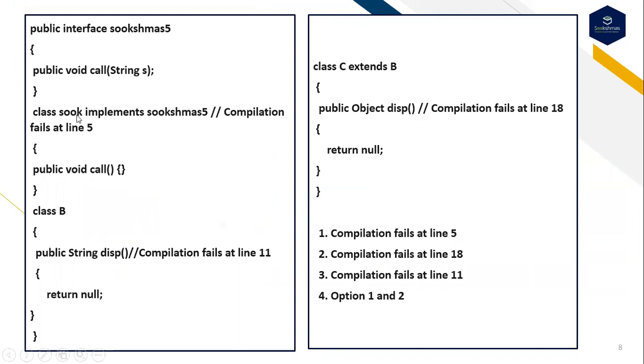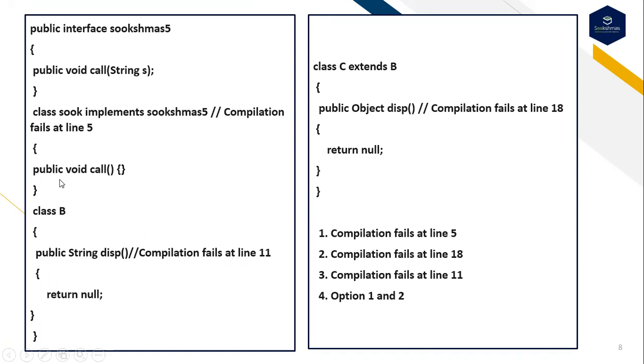Then after that, a class Sooks that implements an interface called Sookshmas 5. Here I'm asking you, compilation fails at line 5. And also we have a method called public void call. There is no implementation. I have not written any implementation. This is class B, and the method public string display. Compilation fails at line 11.